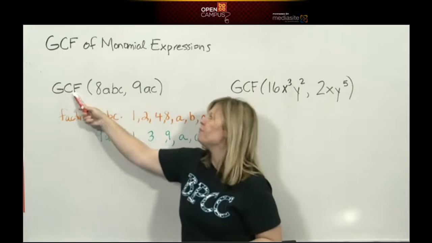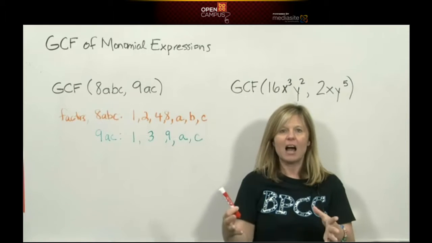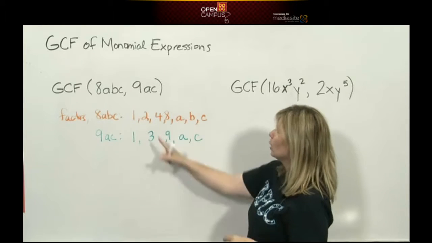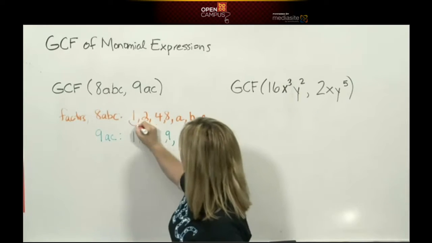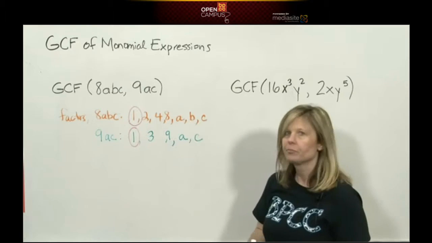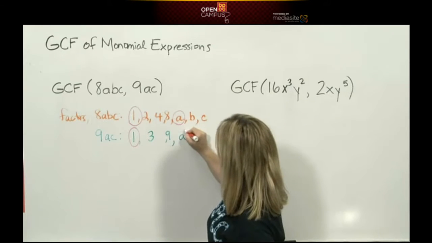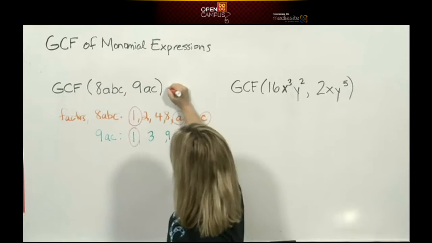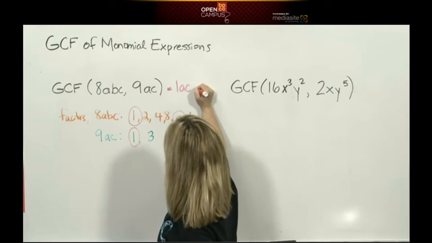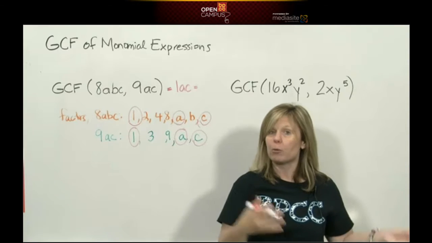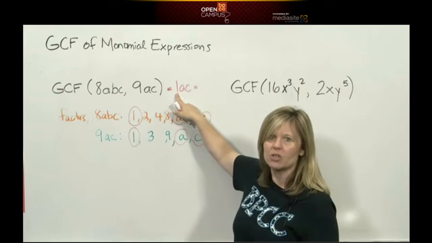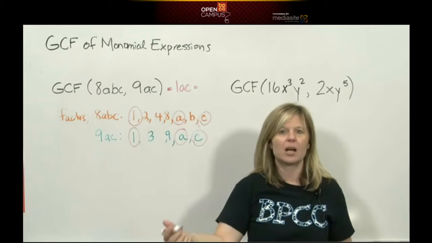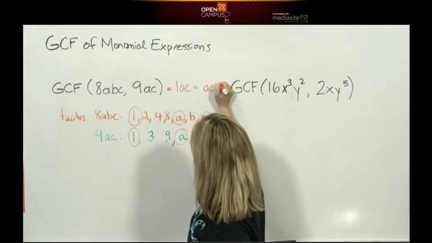Now, GCF means give me the greatest common factors. What's the greatest amount they have in common? Well, number-wise, the biggest number they have in common is 1. Letter-wise, they each have a letter A, and they each have a letter C. So we would say the greatest common factor is 1AC. But we already know from our previous modules, is it necessary to write this 1? Well, this 1 is connected by multiplication, and 1 times A times C is just going to be AC.